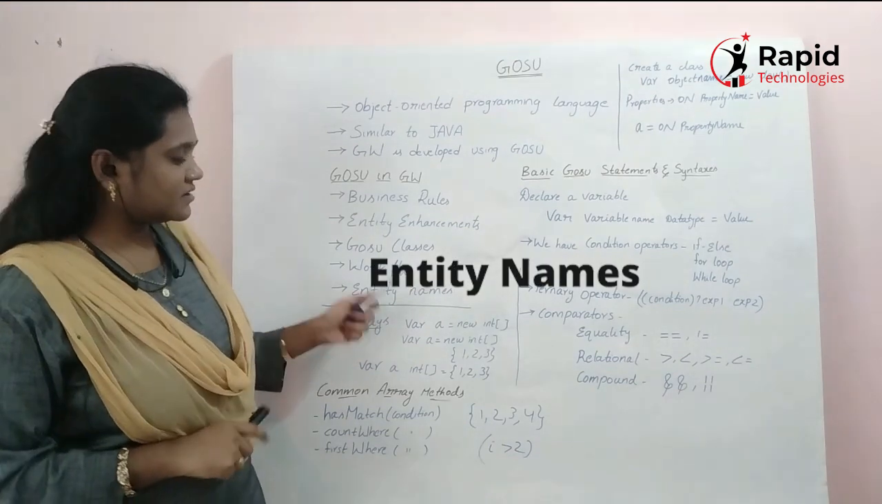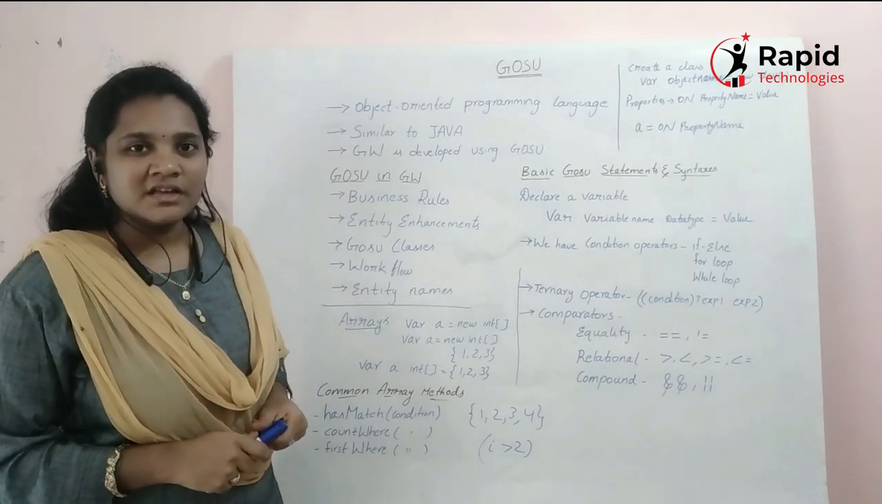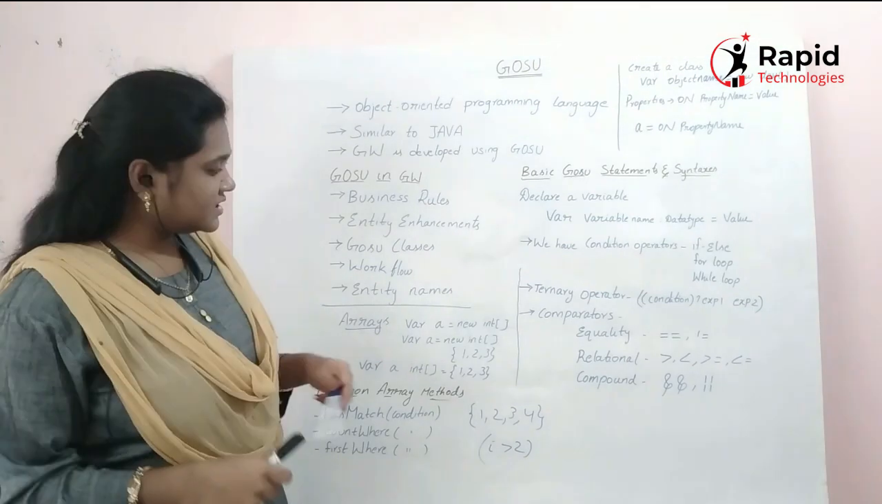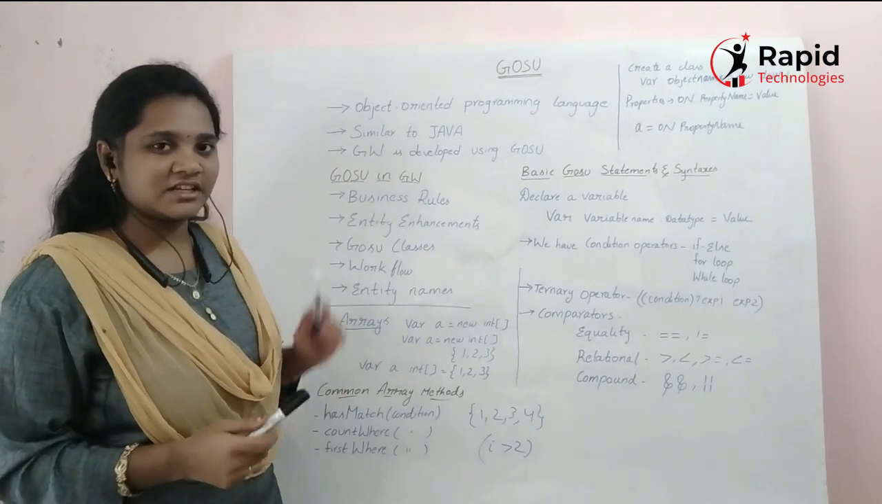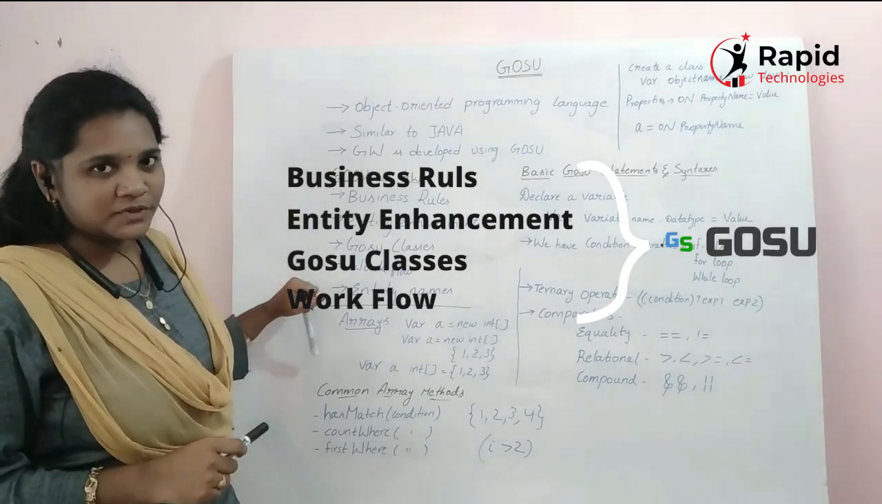Now coming to entity names. We have names for each and every entity in the Guidewire. But we want to display them in a different manner. So here we are writing a code or a logic to display the entity names. That is nothing but, here we use Gosu for this purpose.